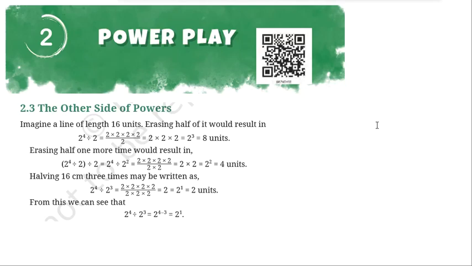Hello kids, we are doing chapter number 2 Power Play of Ganit Prakash class 8th, and in this video we are going to cover topic 2.3, which is the other side of powers.